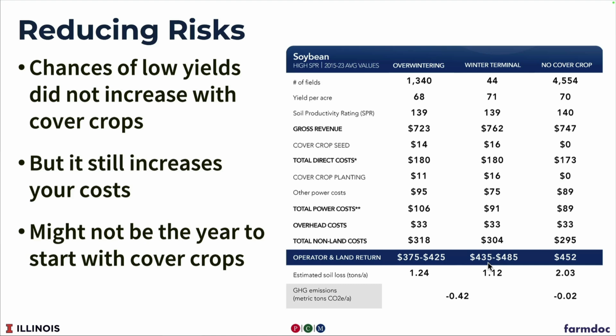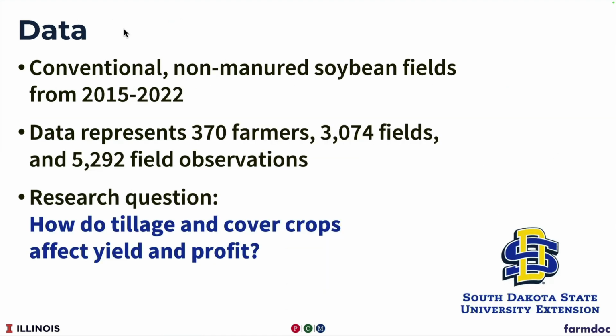Thank you, Laura. Now I want to switch back to talk about our third study that we did that ties directly into what Laura was just talking about. So as I mentioned before, on all of our studies, we clean the data. That means we filter out some of the observations so we can have as much statistical power as possible when we're running the models. So we filter it for conventional non-manured soybean fields. And again, the data in the study goes through 2022, and it represents 370 farmers, 3,074 fields, and 5,292 field observations.